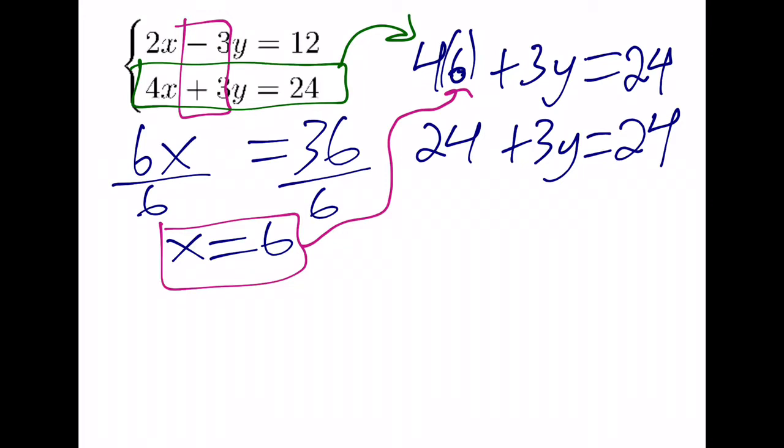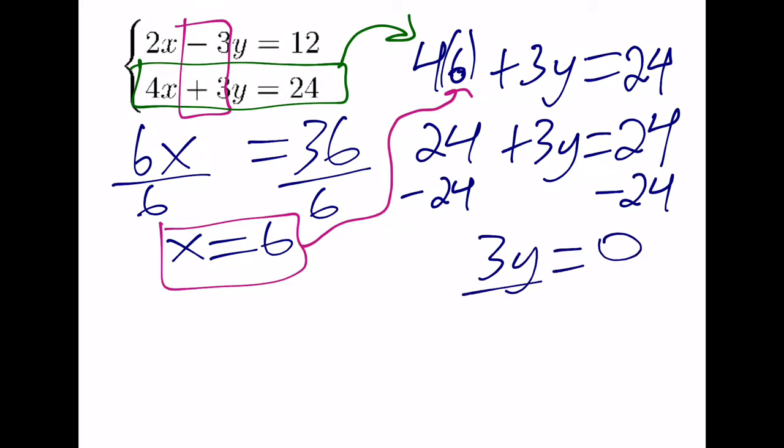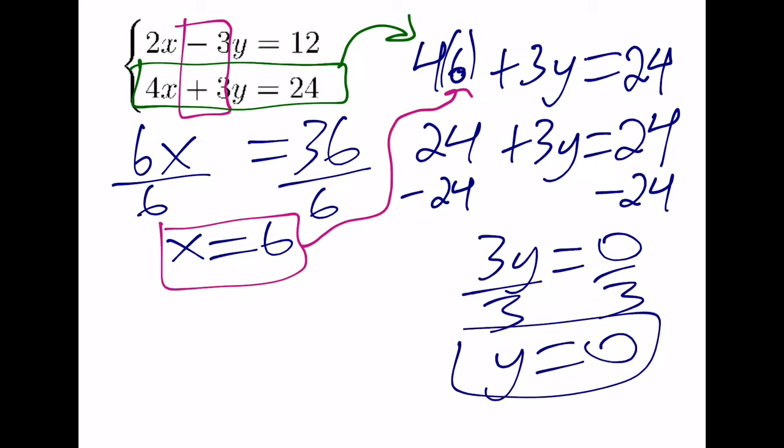We're down to a two-step equation. Hopefully you remember how to do this from the first semester. You would subtract 24 from both sides. We're left with 3y is equal to 0. And when you divide by 3, we get y is equal to 0. So your final answer would be x equals 6 and y equals 0.